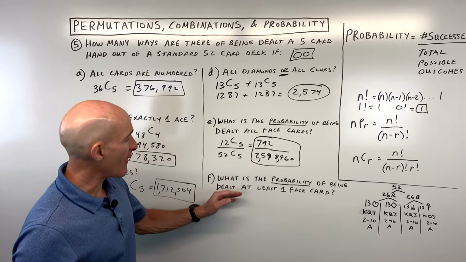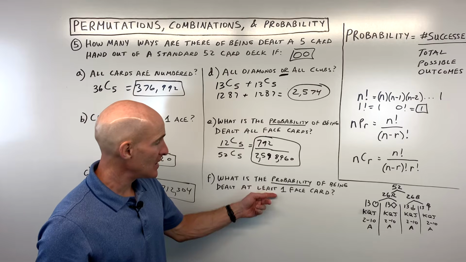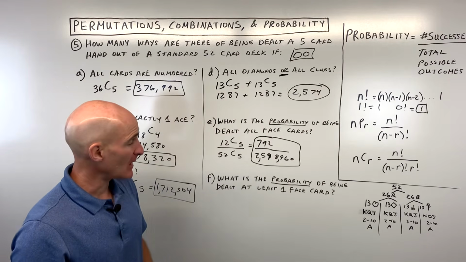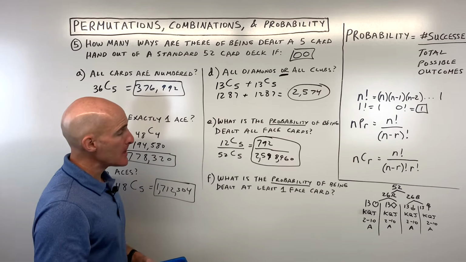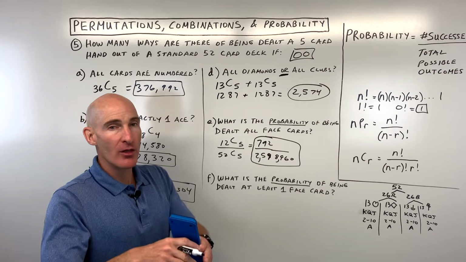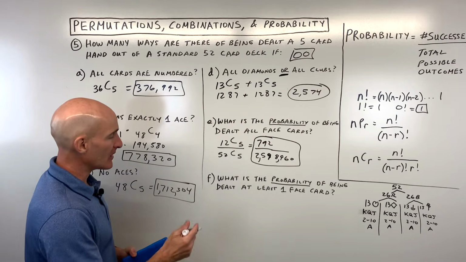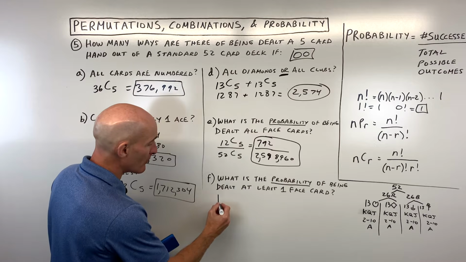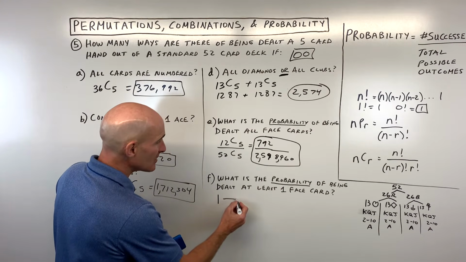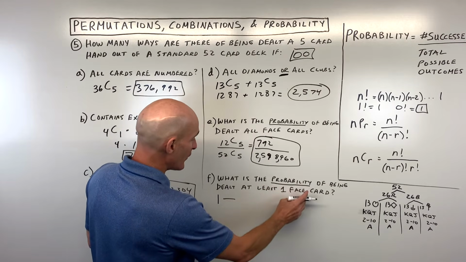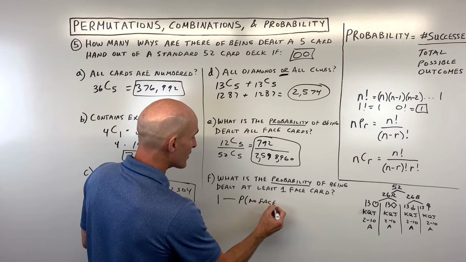Okay, and then the last one, letter F, what is the probability of being dealt at least 1 face card? So at least. Now again, we're dealing with probability, and we did a similar problem where we said at least 1 woman, remember, in that committee? But with probability, the total is 100%, right? That's everything that could happen. And 100% written just as a number is the number 1. 1 is like 100%. So 1 minus the probability that you get no face cards.